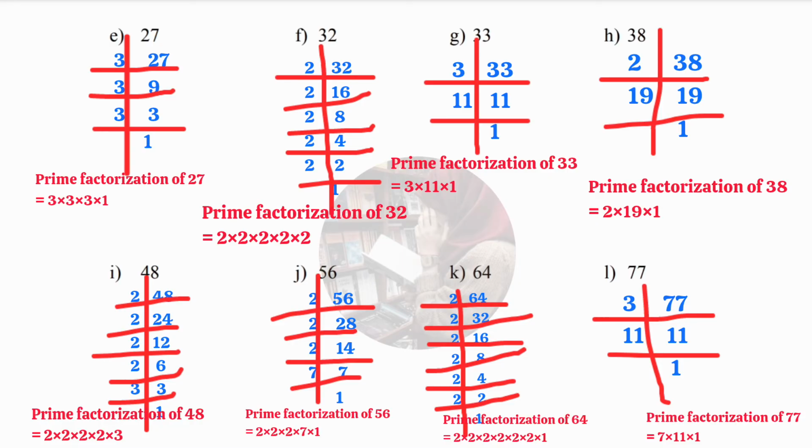So 32, 2 16's 32, 2 8's 16, 2 4's 8, 2 2's 4, 2 1's 2. Therefore, prime factorization of 32 is 2 into 2 into 2 into 2 into 2 into 1. Okay, next number is 33. Likewise you have to do.